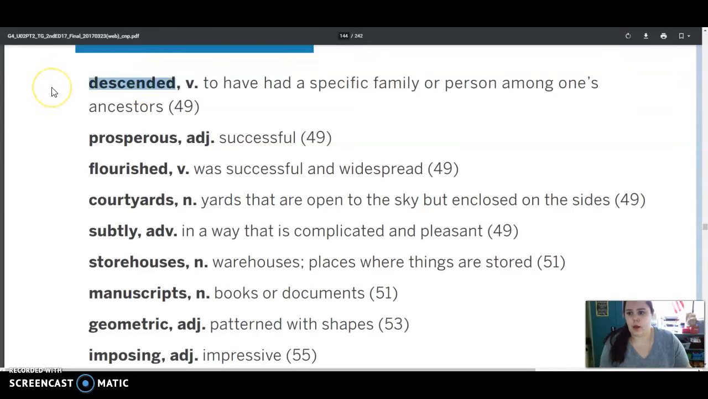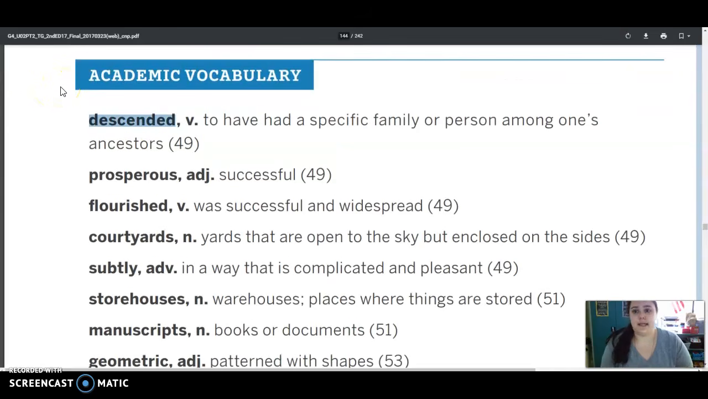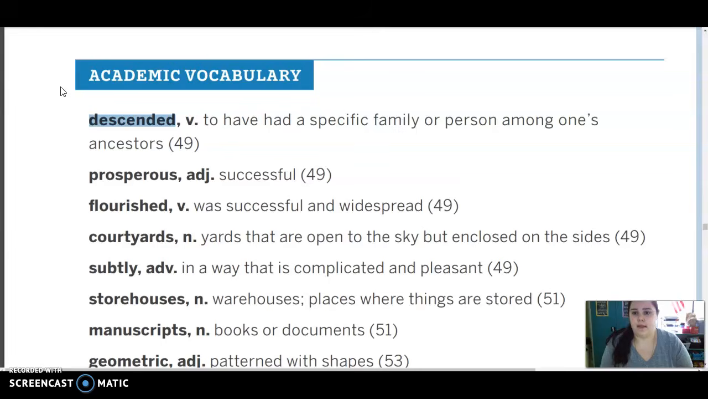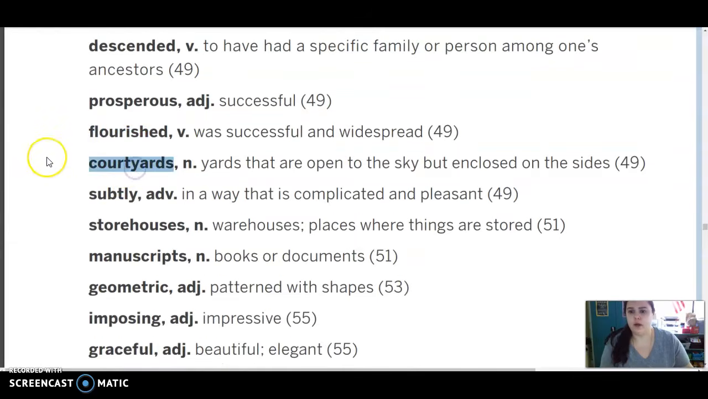So, our first vocab word is descended, which is a verb, and that means to have a specific family or person among one's ancestors. Prosperous is an adjective, which means successful. Flourished is a verb. It means it was successful and widespread. Courtyards is a noun. Those are yards that are open to the sky but closed on the sides. Subtly is an adverb, and that means in a way that is complicated but also pleasant.